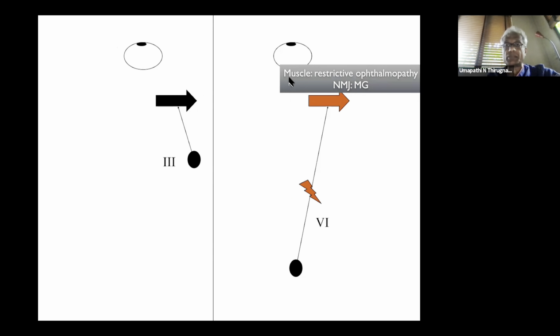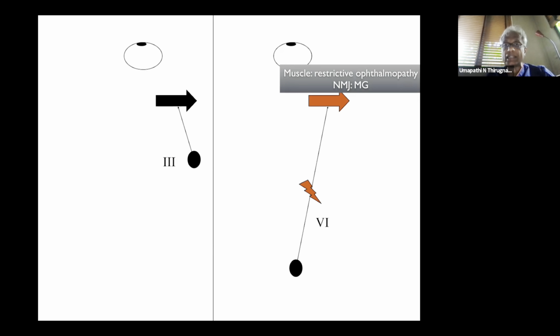So then you realize that the pathology can be in the muscle that is preventing this eye from abducting. It could be in the neuromuscular junction. Therefore, this eye is not able to abduct, or it could be in the nerve. And if it's the nerve, it is the sixth cranial nerve, correct? So that's how you would approach this patient's problem.